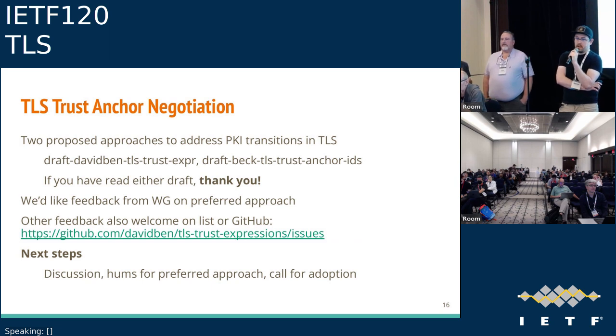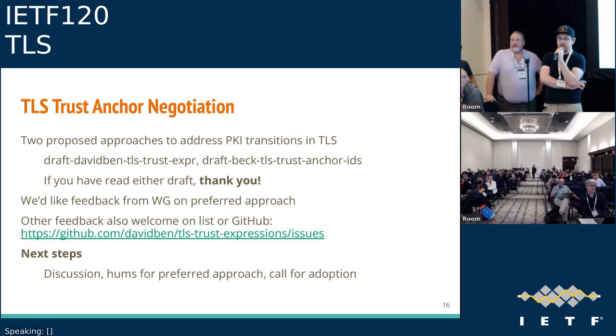So to wrap things up, we've proposed two approaches here to solve trust anchor negotiation, understanding that these are pretty weighty drafts given some of the non-TLS complexities involved. If you've read them, thank you. We truly appreciate that. Our primary purpose of talking here today is that we're looking for feedback from the working group on preferred approach. We've put forth two different ways of solving this problem.